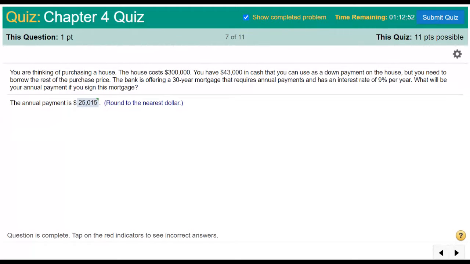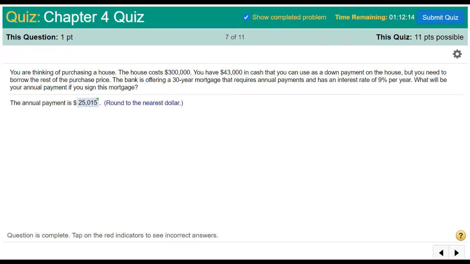Okay, so you want to buy a house. This is annual, not like before. You don't do any conversions here. Straight up. So now it's 300,000 for the house, and you put 43,000 down. So you're financing 257,000, 30 years. This is yearly, 9% per year. I don't see anything about compounding here.